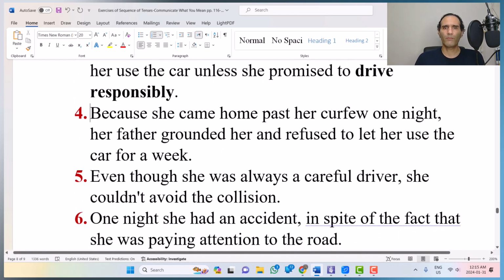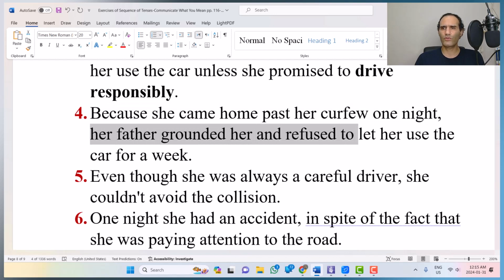Number 4, because she came home past her curfew one night, her father grounded her and refused to let her use the car for a week. Interesting. Curfew is the time that you, as a child, as a teenager, whatever, are supposed to report home, to be home. Okay? So, one night, for example, she was supposed to be home at 8 p.m., but she came home after that, 9 p.m. or whatever. So, it is past her curfew.